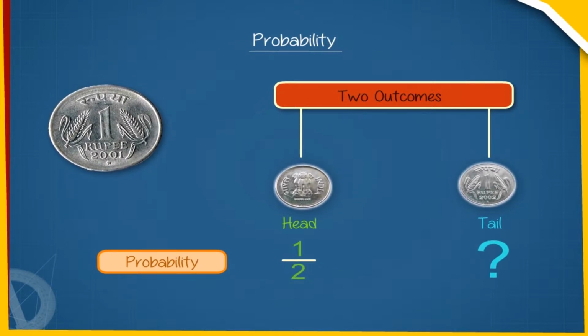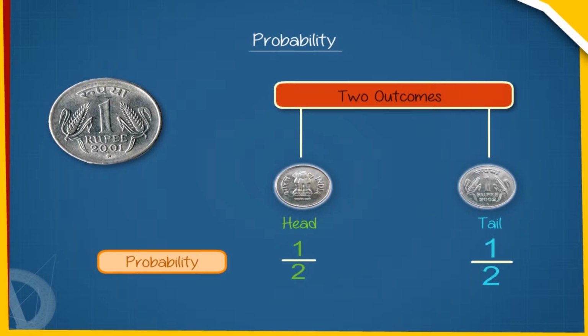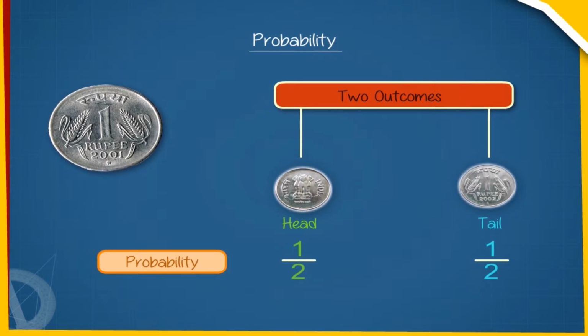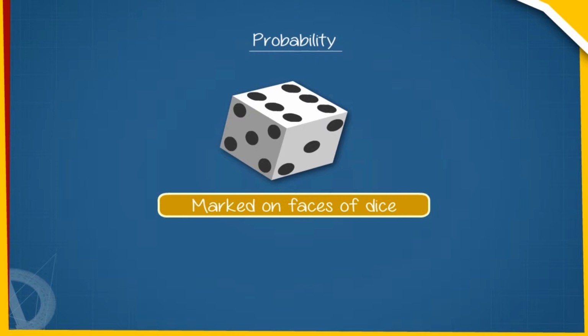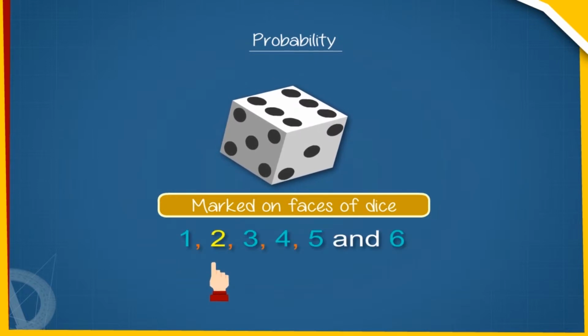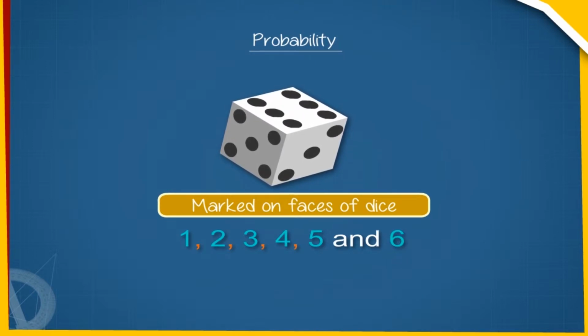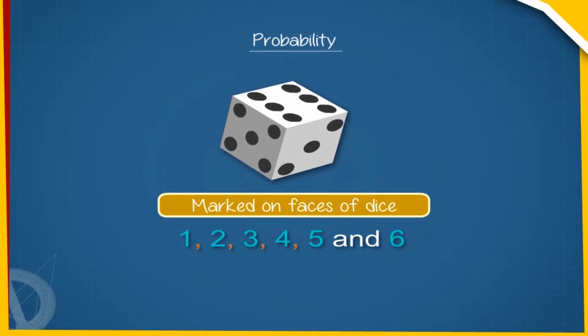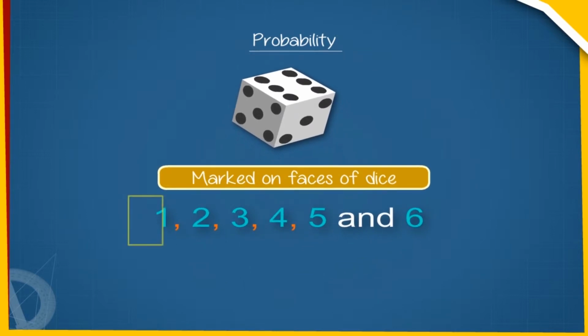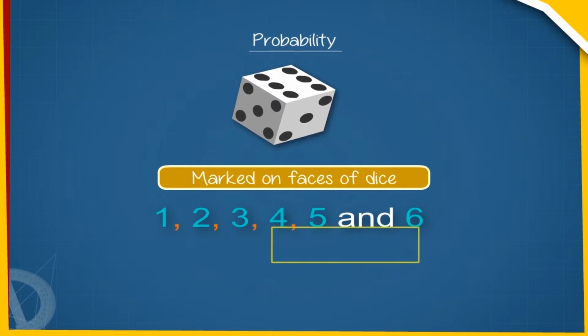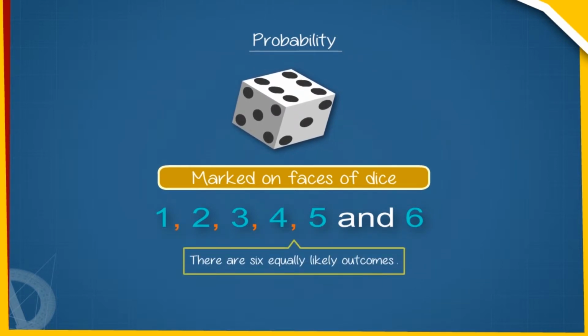What is the probability of getting a tail? It is also 1/2. Now, take the example of throwing a dice marked with 1, 2, 3, 4, 5 and 6 on its faces, one number on one face. If you throw it once, what are the outcomes? The outcomes are 1, 2, 3, 4, 5, 6. Thus, there are 6 equally likely outcomes.